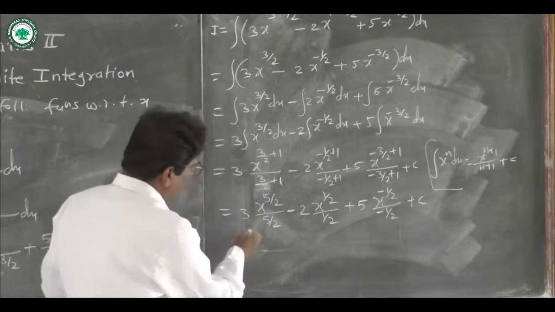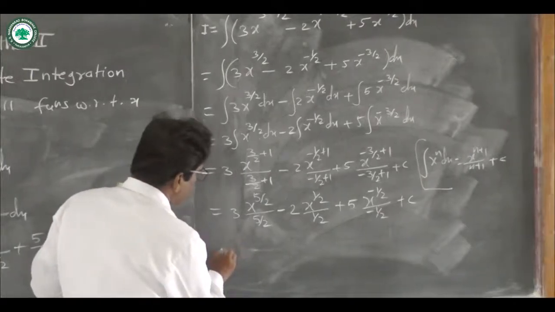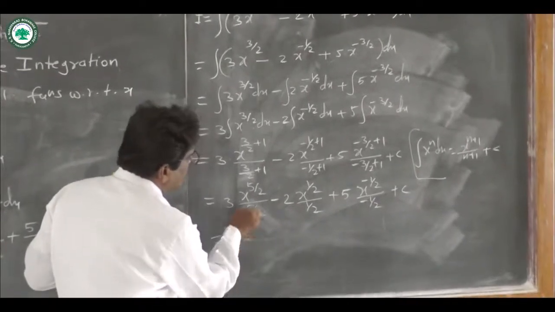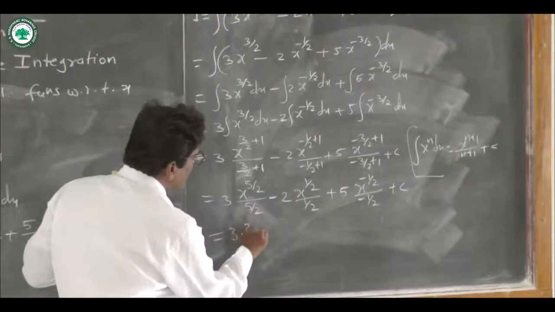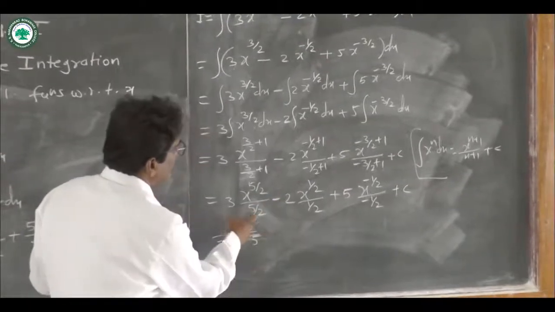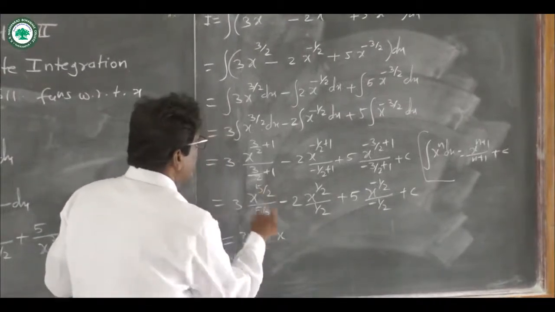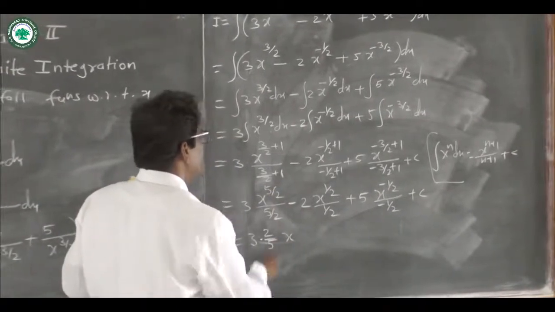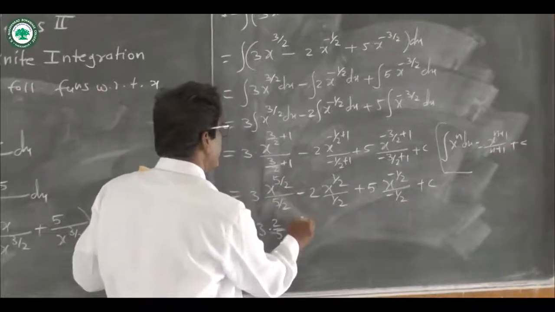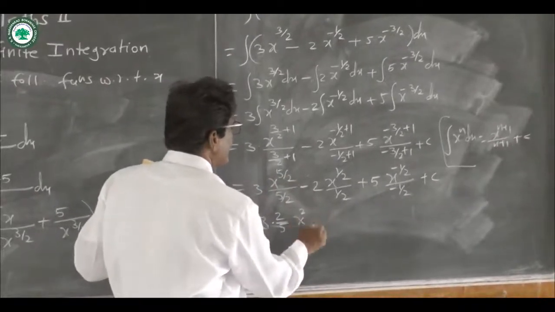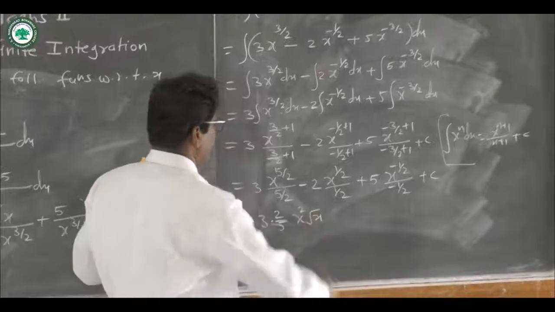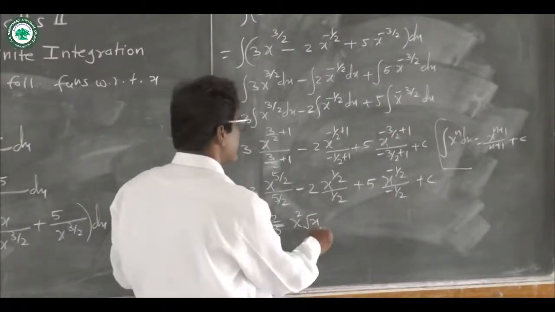Now here we take the final step, last step 3. We write here 5 by 2 as 2 by 5, and we write x to the power 5 by 2 as x square into root x.